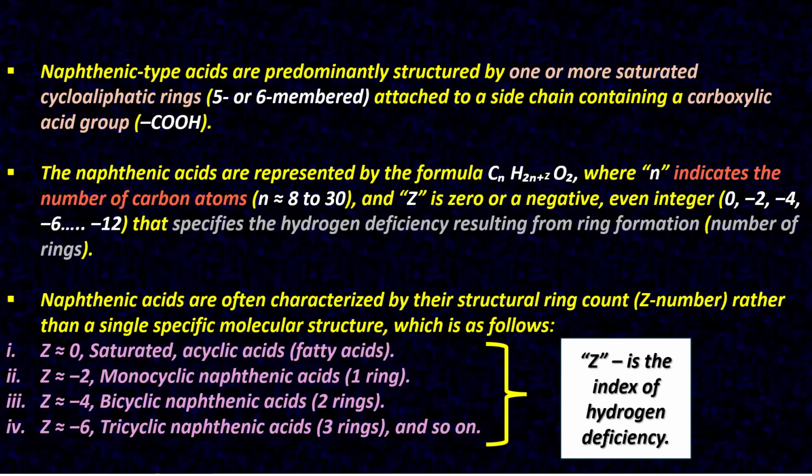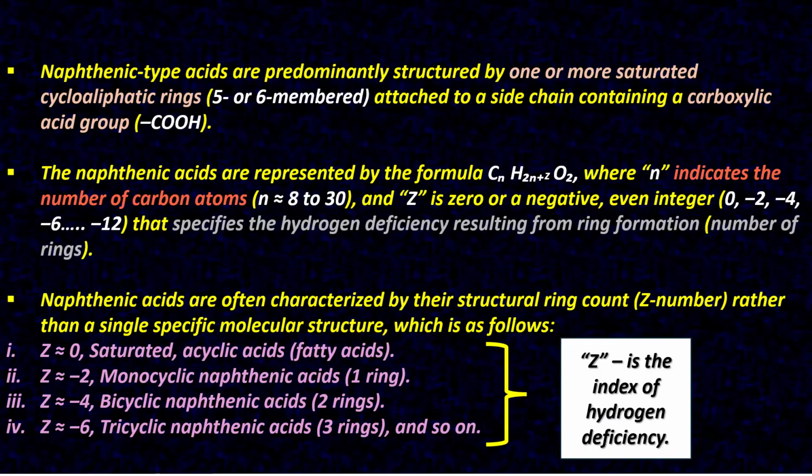The naphthenic acids are represented by the formula CnH2n+ZO2, where n indicates the number of carbon atoms, which is nearly 8 to 30, and Z is 0 or a negative even integer, that is 0, -2, -4, -6, up to -12. That specifies the hydrogen deficiency resulting from ring formation, that is the number of rings.